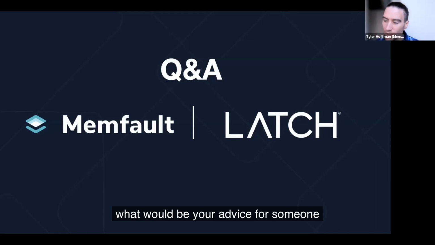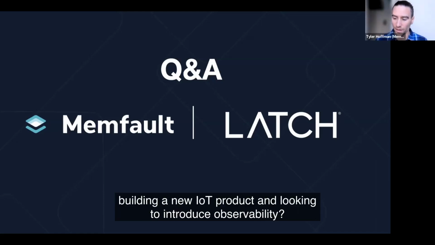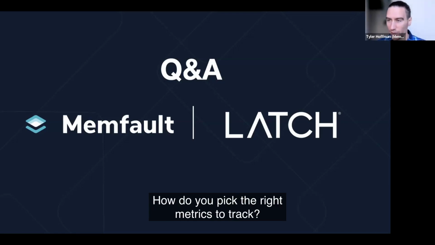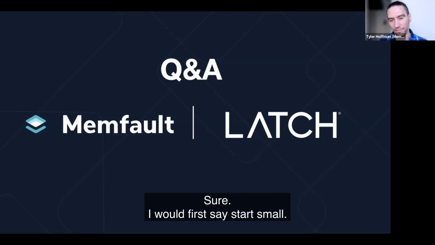What would be your advice for someone building a new IoT product and looking to introduce observability? How do you pick the right metrics to track? Sure. So, I would first say start small, right?